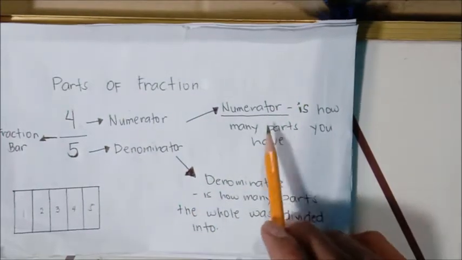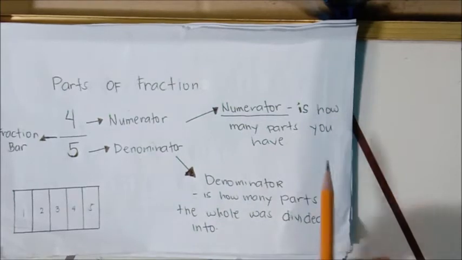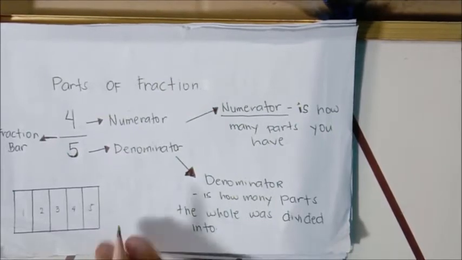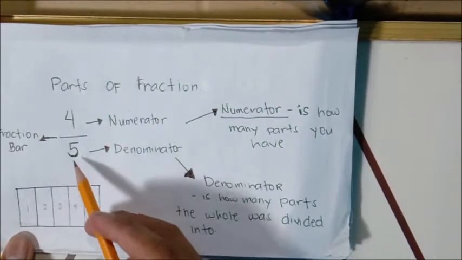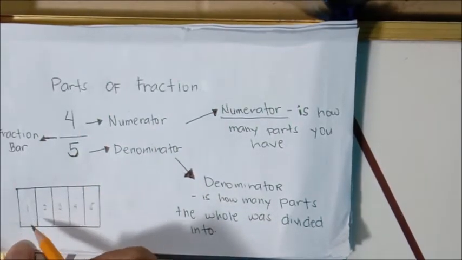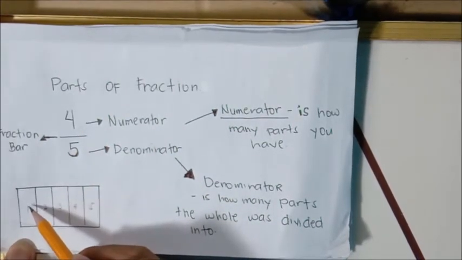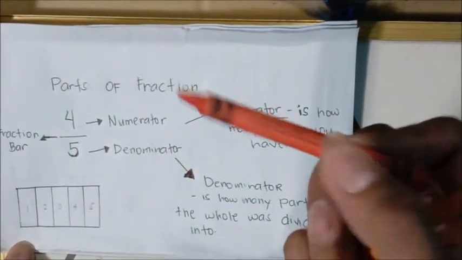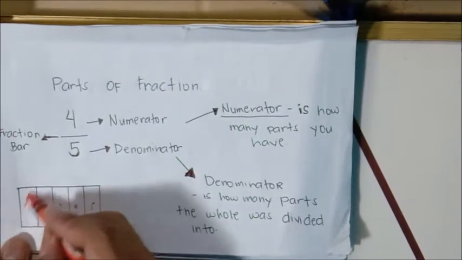The numerator is sometimes called the number of shaded parts in the whole. So for example, 4 over 5. Ibig sabihin, apat daw po yung dapat na nakashade dito. So I use crayons to shade the 4.